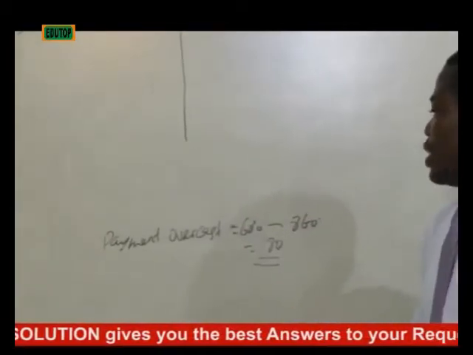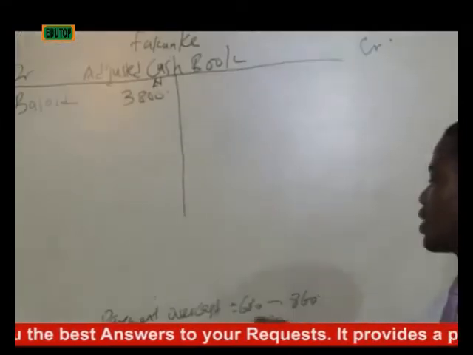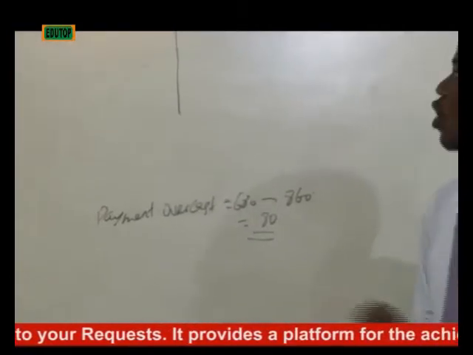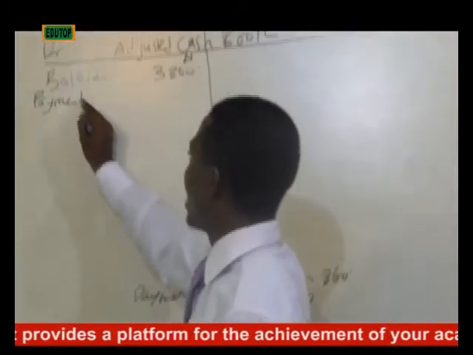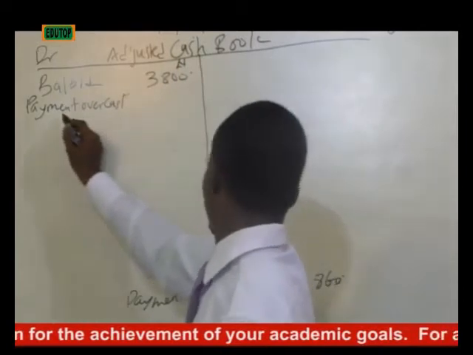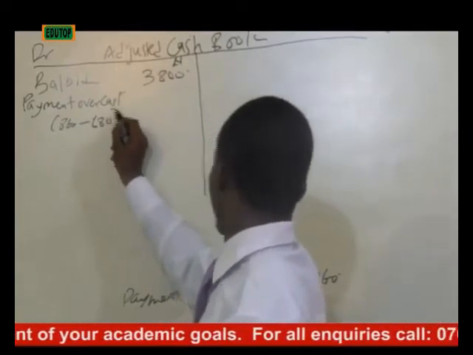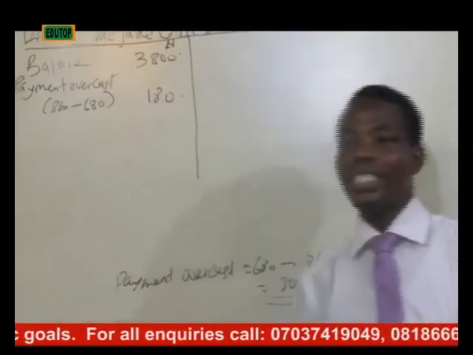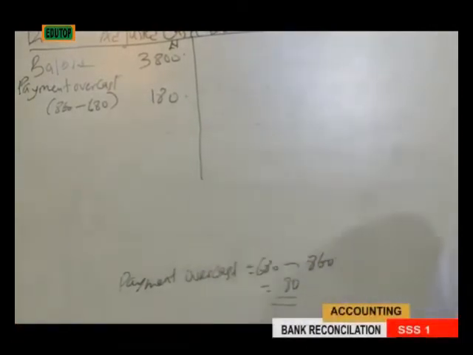So 680 minus 860. 860 minus 680. So they will return back 180 into your account. So you collect it. That's what we call payment overcast. So you debit it because you are receiving that amount. Those are the tactics that you use when you are preparing. You can just write it as 860 minus 680. That is 180. You collect it, and that is the effect that you make in a statement.